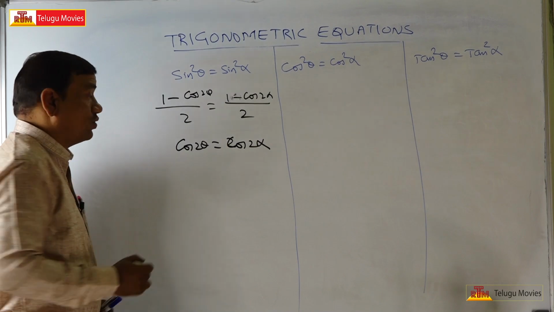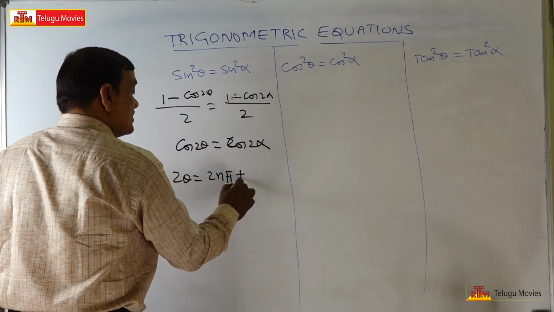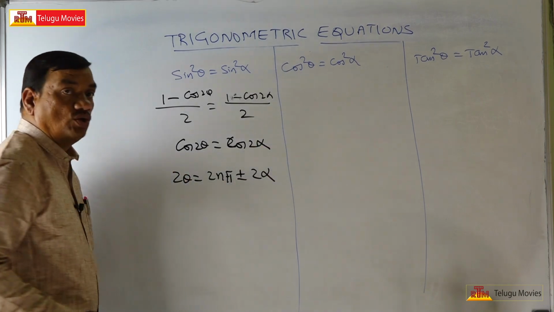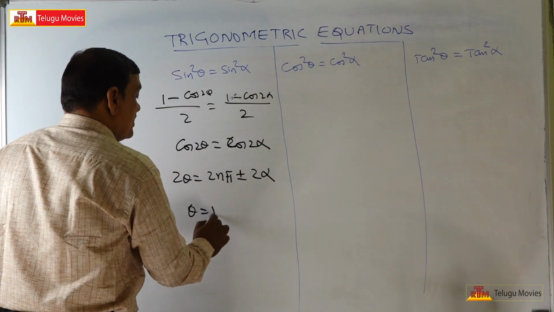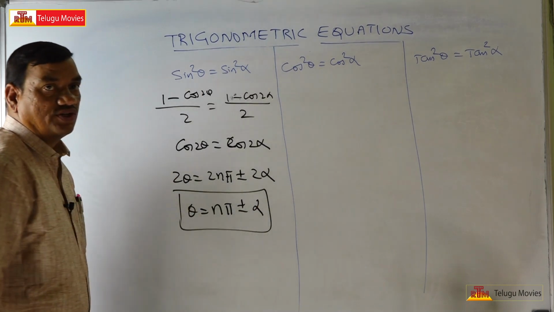Already we know the general solution, that is 2 theta is equal to 2n pi plus or minus alpha. Alpha means 2 alpha here. So theta is equal to n pi plus or minus alpha. So you got the solution.